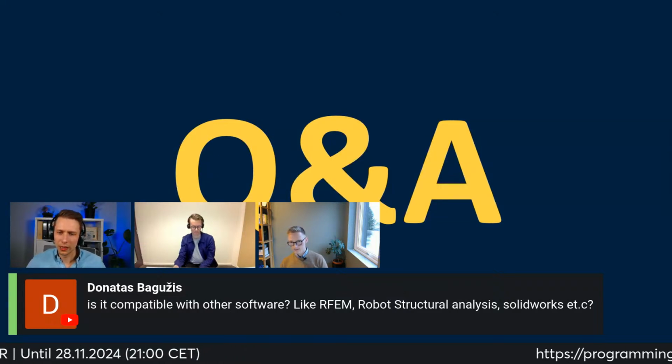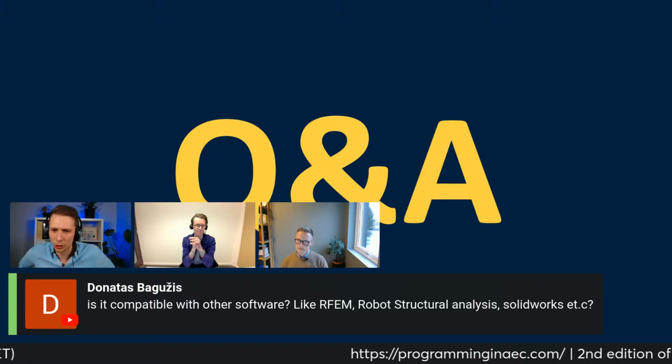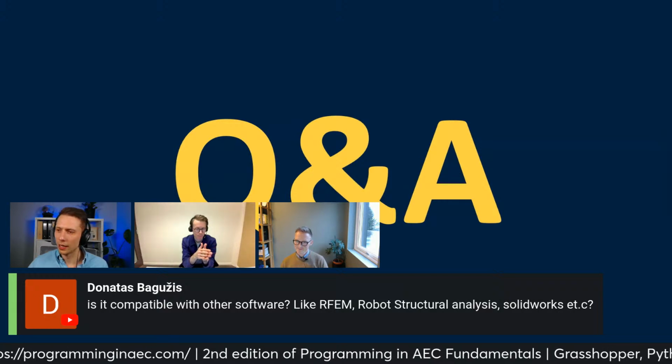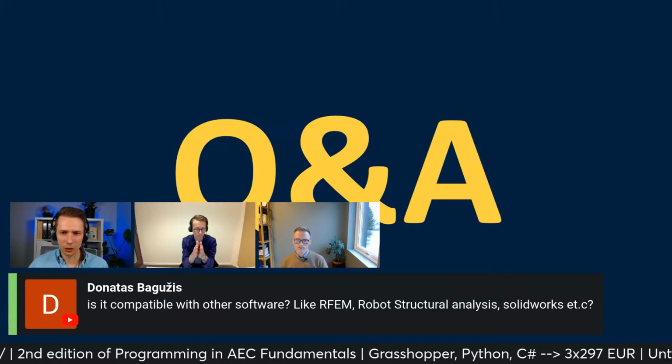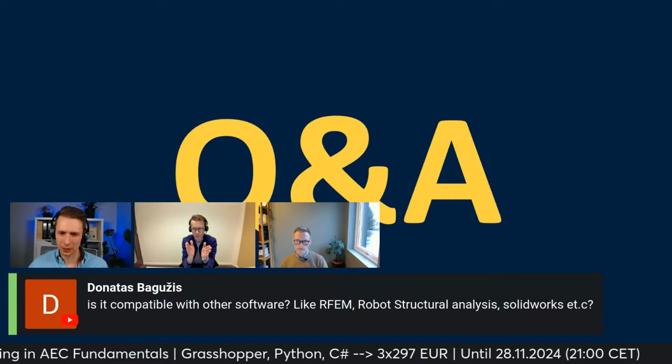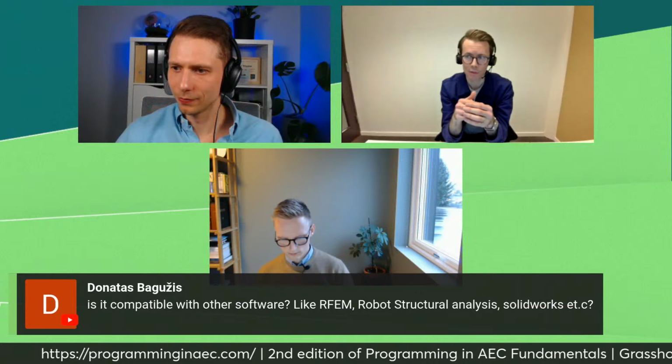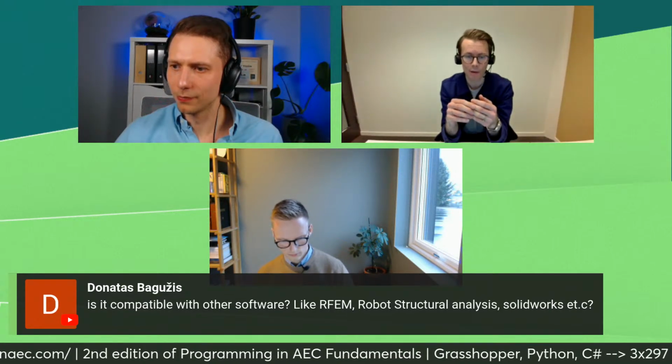Okay, is it compatible with other software like Robot Structural Analysis, SolidWorks, or Drupal? What is the aim of StructuralCodes when applied to other software? That's a good question. As long as this other software uses a Python implementation, and the version is between 3.8 and 3.12, it should be no problem. StructuralCodes has some third-party dependencies that are explicitly listed, and they are installed when you pip install StructuralCodes. So if you're able to install this in that environment, then you should be good to go.